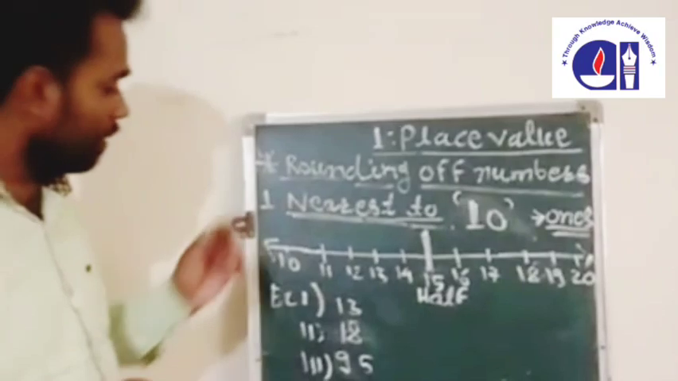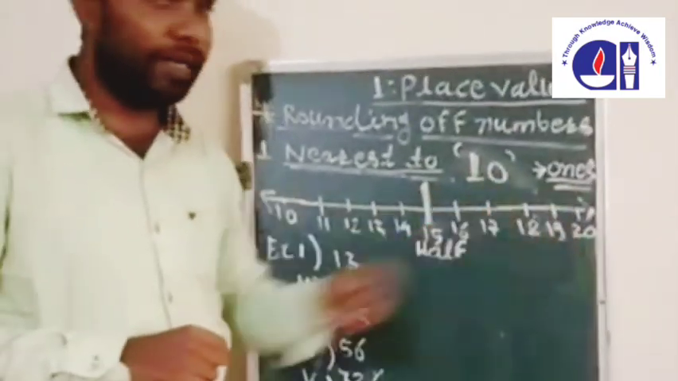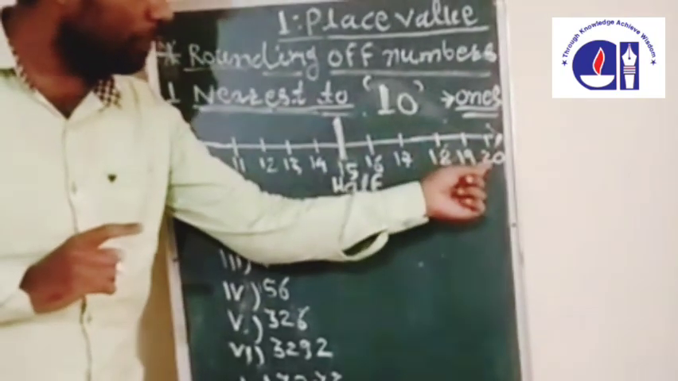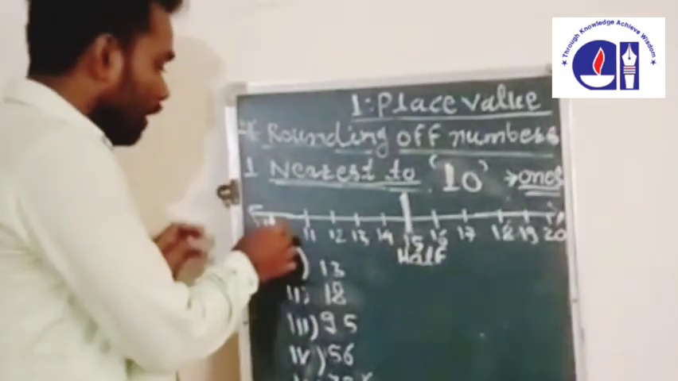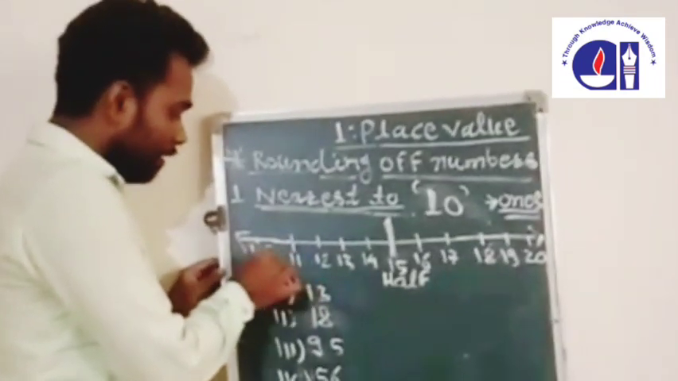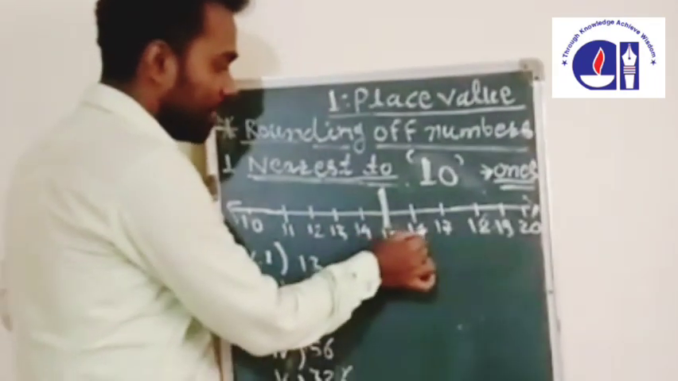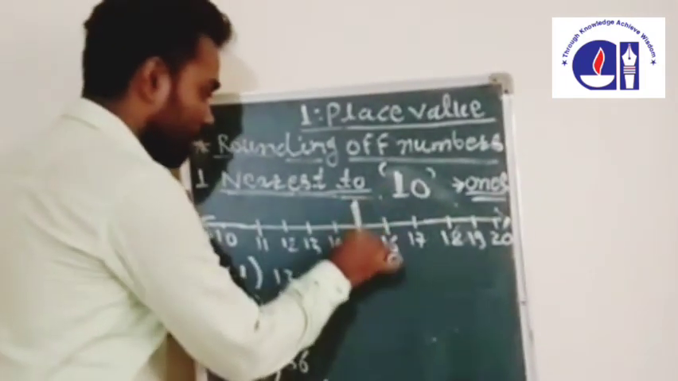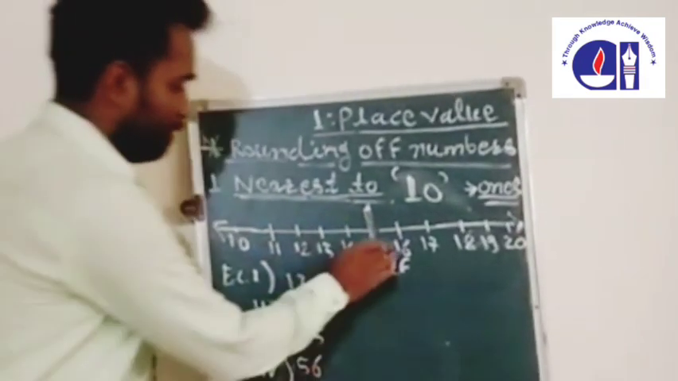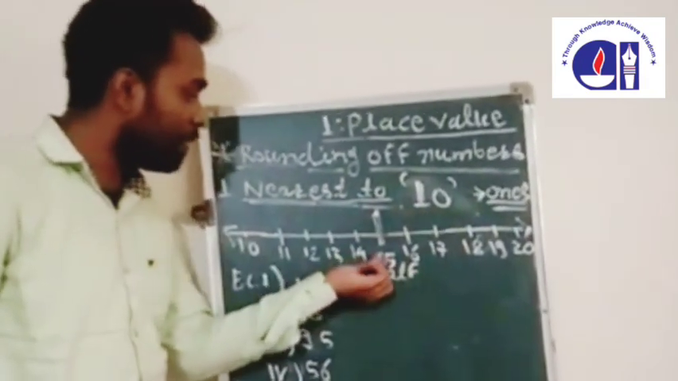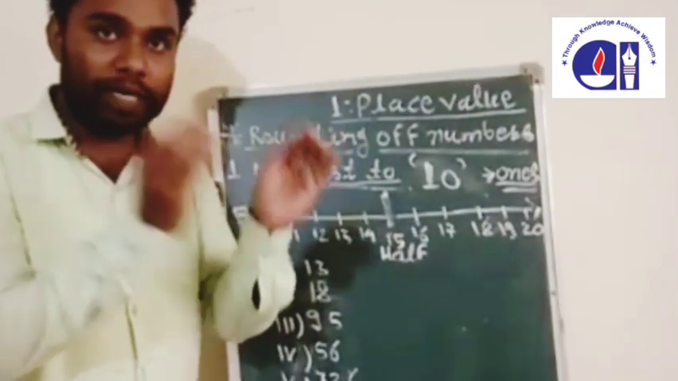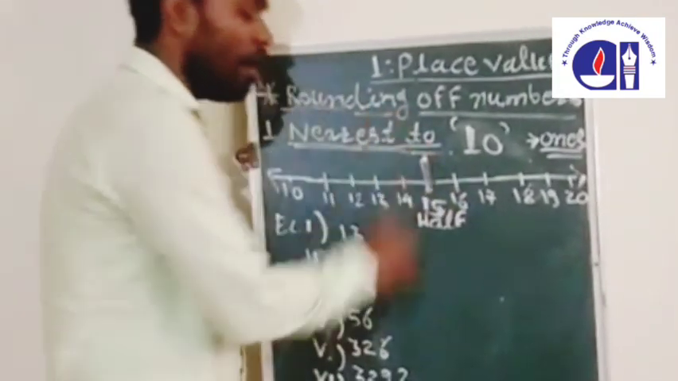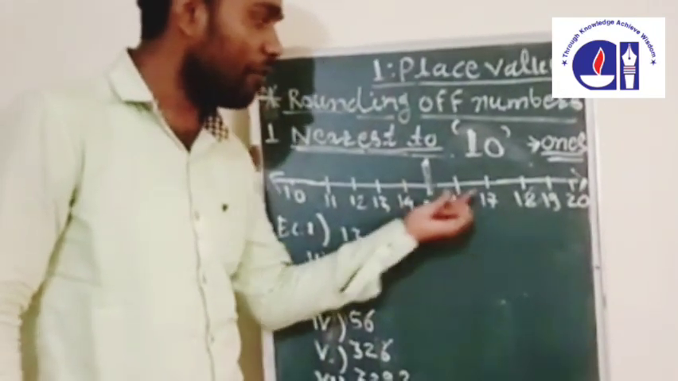On this number line, the numbers are given from 10 to 20. There are two tens, this is 10 and this is 20. The numbers are 10, 11, 12, 13, 14, 15, 16, 17, 18, 19 and 20. See students, in the middle between 10 and 20 there is the number 15. 15 is in the middle. This number which is in the middle is called the halfway number.